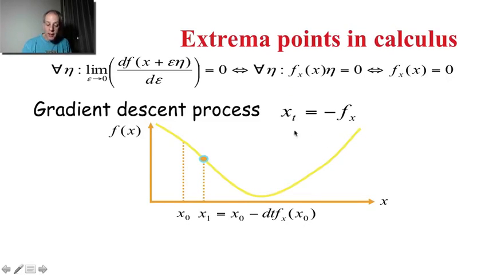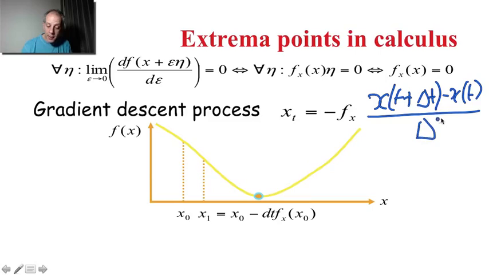That's what this equation is telling us, because if we were to discretize this equation, we get that x at t plus delta t minus x at t, divided by delta t, that's a discretization of this. This expression is equal to minus f'(x). And that's what we have here. So we go slowly in the direction of the derivative of x until we get to this point.